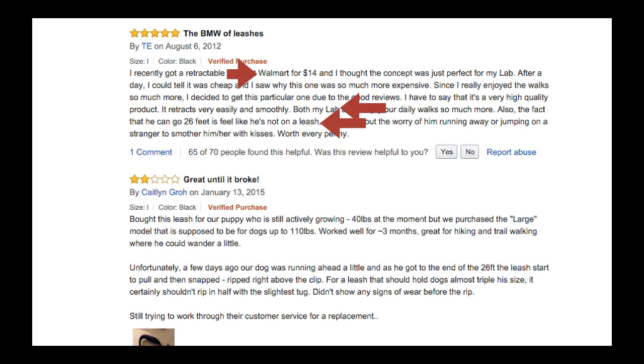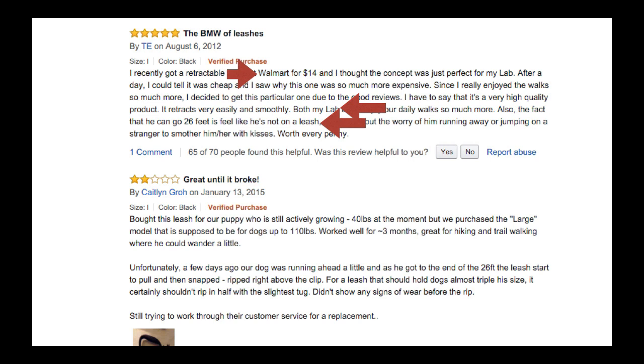And then also here it states the fact that he can go 26 feet, it feels like he's not on a leash, right? So now we get into this later, how to create these social ads, right? So I would add this. If I was promoting a leash product, I would say, now walk your dog 26 feet, and it feels like he's not on a leash, right?